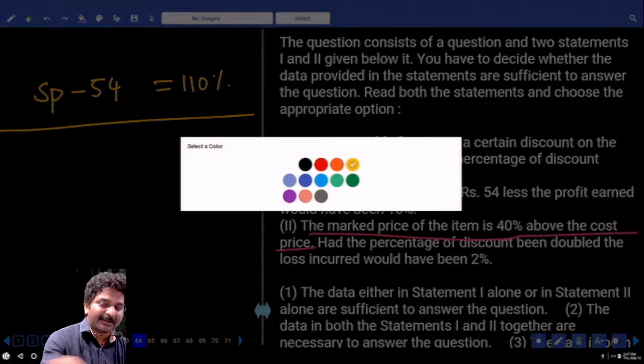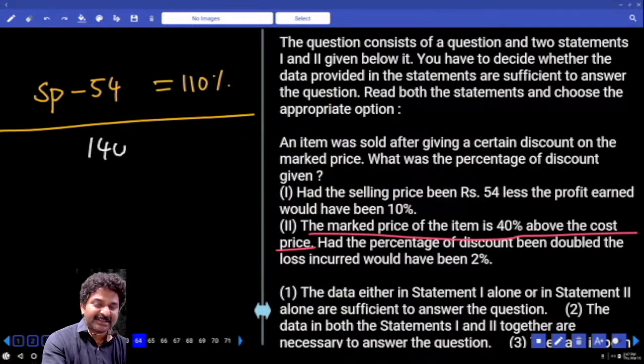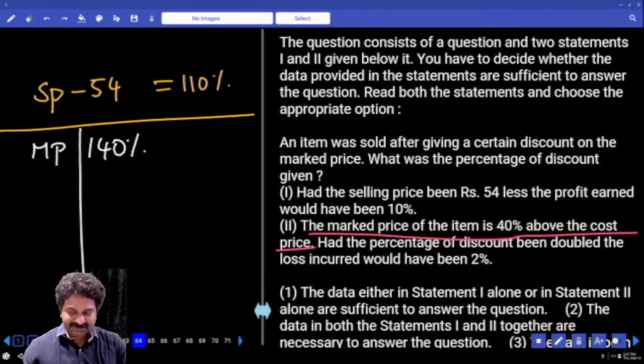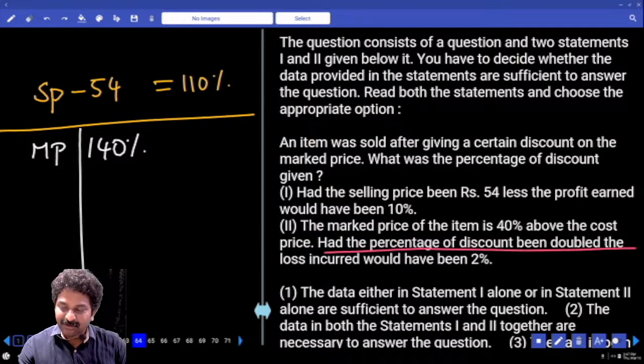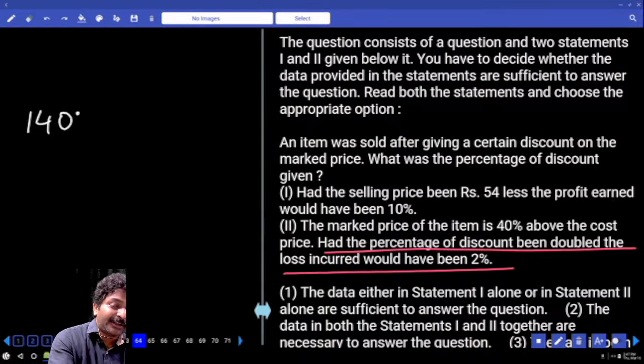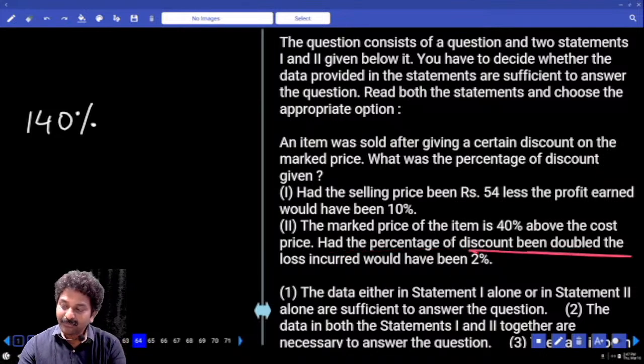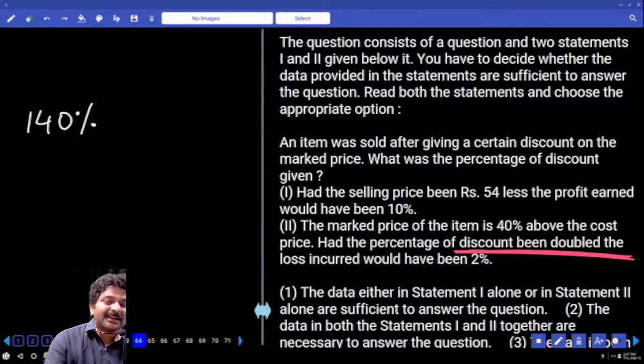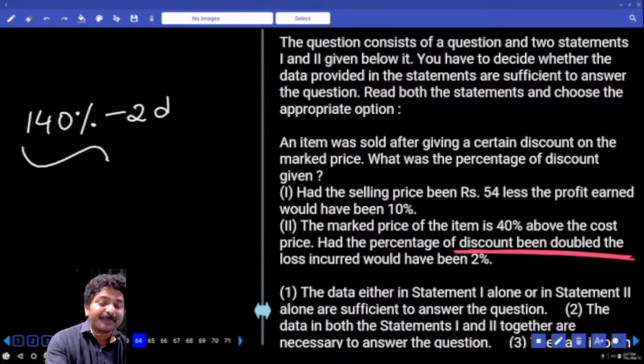If the cost price is 100%, market price becomes 140%. So this is our market price, provided cost price treated as 100%. Had the percentage of discount been double, the loss incurred would have been 2%. Using this statement, can you answer the question? Come on. Yes, we can. How much is market price? 140%. I am taking discount as D. How much discount is given now? Double the discount. Discount is subtracted from the market price. At this price, what do you do?